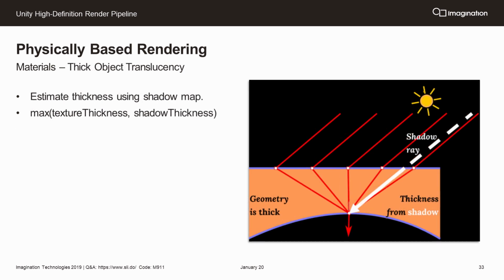For thick objects, however, they estimate the thickness using the shadow map. This is done by taking the difference between the depth of the current pixel in light space and the closest depth in the shadow map. The minimum depth is determined by the thickness texture. So hopefully this section would have given you a better understanding of the material systems used in this pipeline.